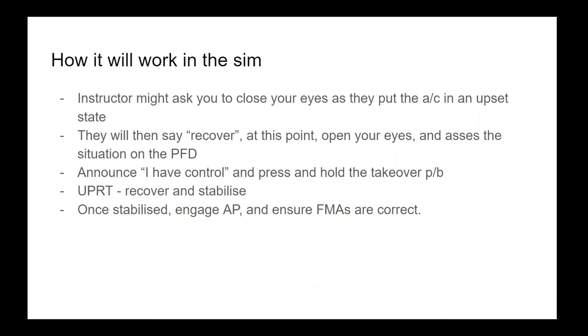So how will it work in the sim? The instructor might ask you to close your eyes as they put the aircraft in an upset state. They will then say, recover, and at this point, open your eyes, and assess the situation on the PFD. Announce, I have control, and press and hold the takeover push button. If you don't take over correctly, they might still try and intervene. Use the UPRT model to recover and stabilize the flight. Once stabilized, engage autopilot, and ensure FMAs are correct.